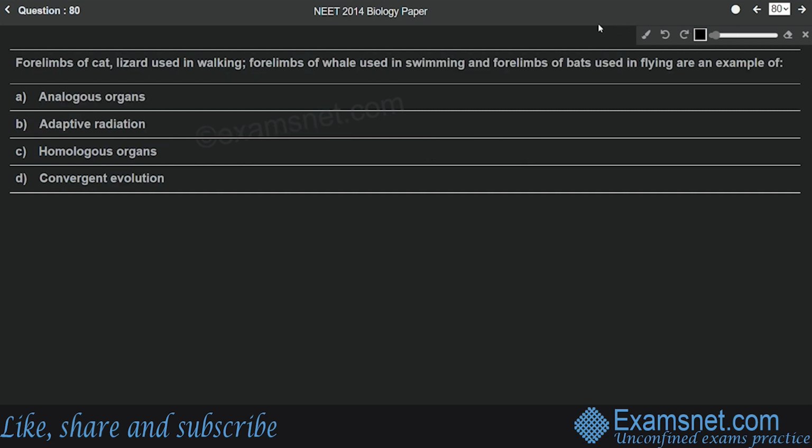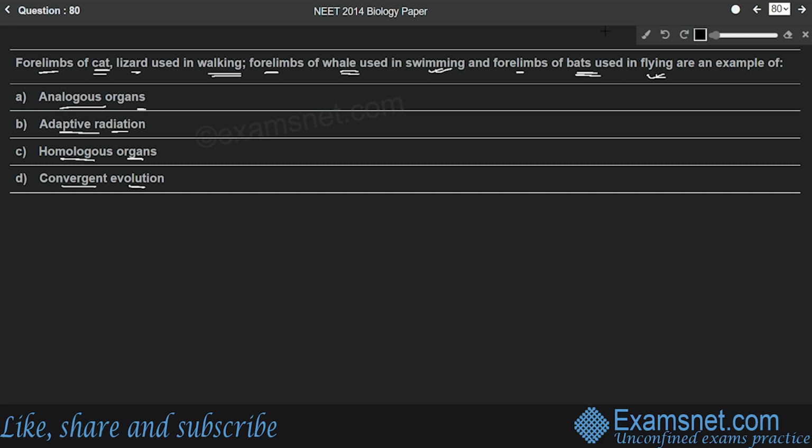Question number 80 is from the chapter Evolution, and the question is, four limbs of cat and lizard used in walking, four limbs of whale used in swimming, and four limbs of bats used in flying are an example of. Option A, analogous organs. Option B, adaptive radiation. Option C, homologous organs. And option D, convergent evolution.